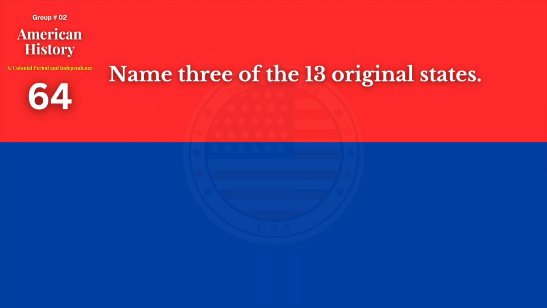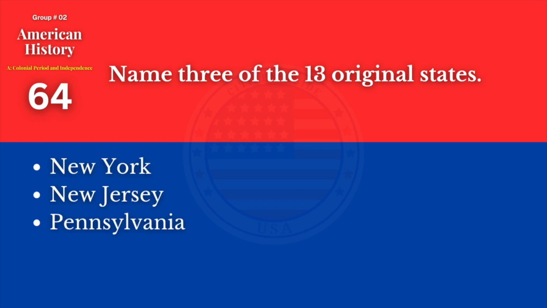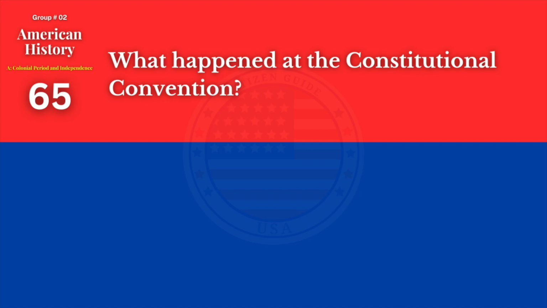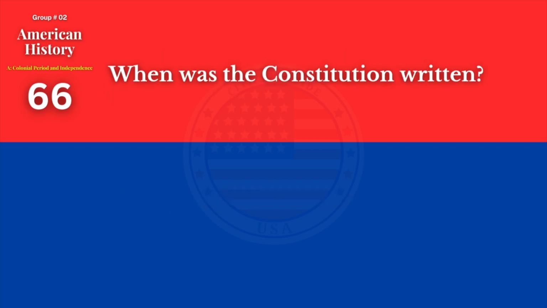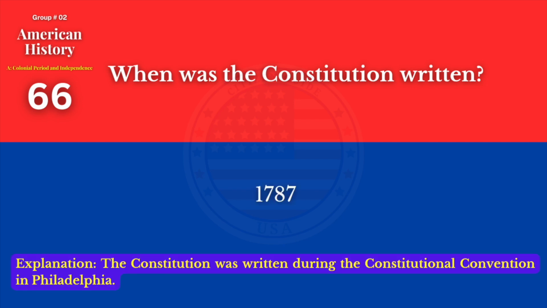Name 3 of the 13 original states. New York, New Jersey, Pennsylvania. What happened at the Constitutional Convention? The Constitution was written. When was the Constitution written? 1787.